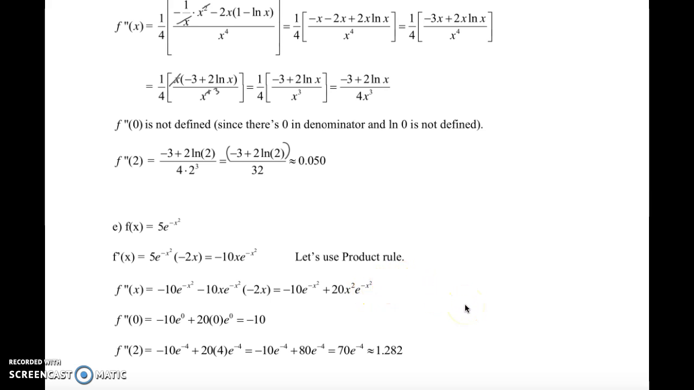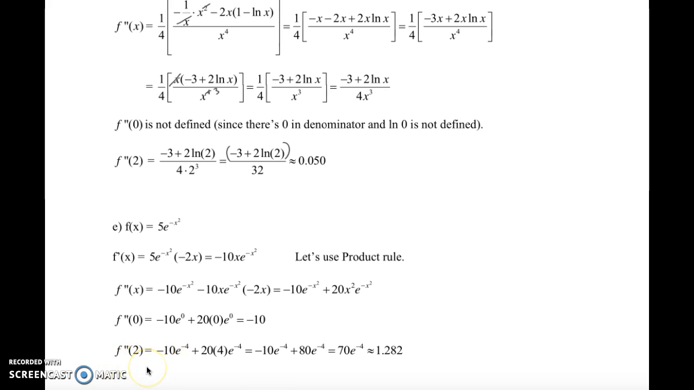From here, we're going to plug in our x value of 0. Remember, e to the 0 is just 1, so we have negative 10 plus 20, and we end up with just a negative 10. So we're definitely at x equal to 0. We're decelerating by 10.